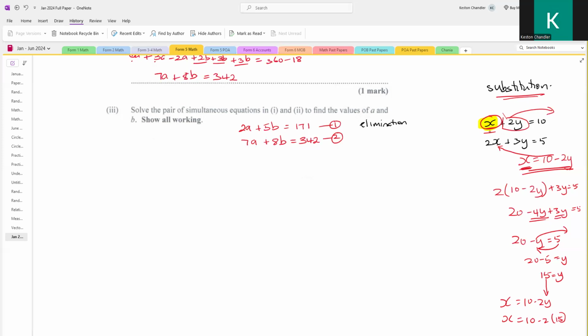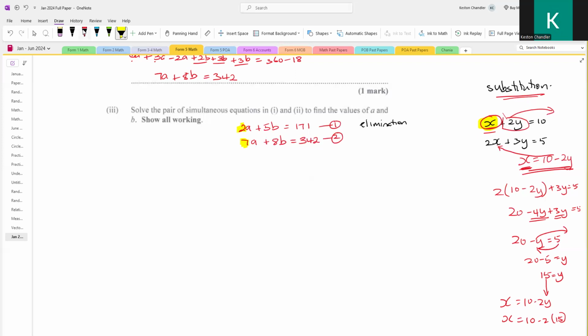Now, how the elimination method works is that we want to try to make, to choose any letter, I'm going to choose A. We want to try to make the coefficients in front of A the same. To do that, we would usually have to find the LCM of the two numbers. What is the smallest number that 2 and 7 could go into? That would be 14, right? Usually you can multiply the two numbers and you should get the lowest common multiple.